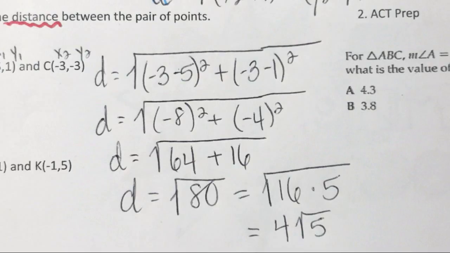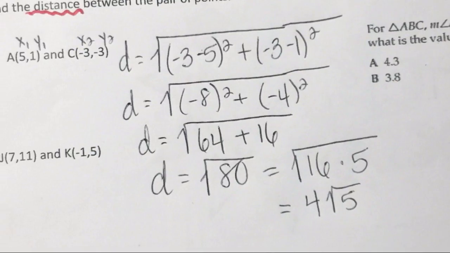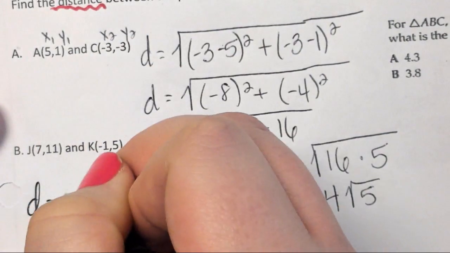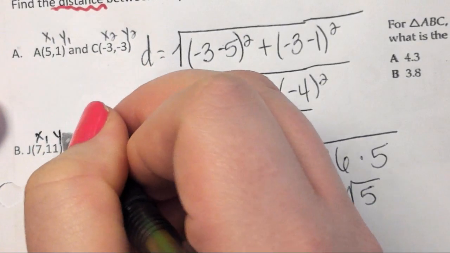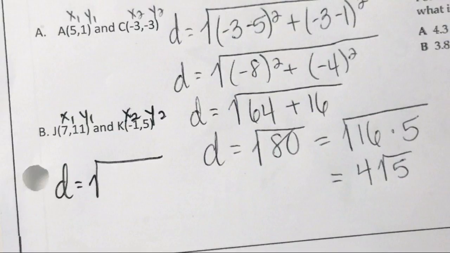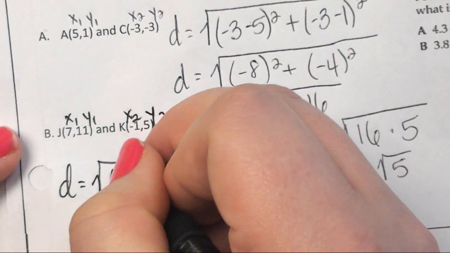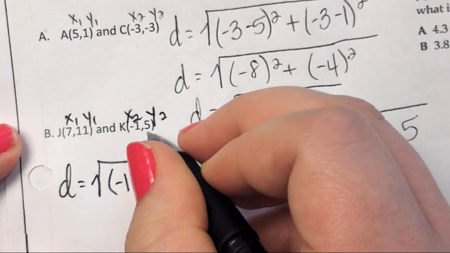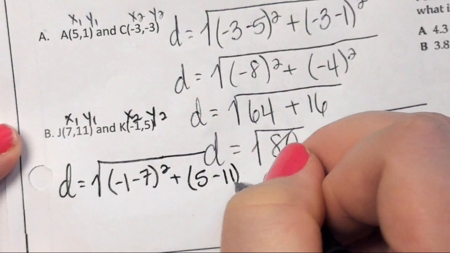Okay, let's see. We have another one just like this. We need to do it again. I think we were determined to make sure you had the distance formula by spring break. Same exact steps. x1, y1, x2, y2. So x2 minus x1 would be negative 1 minus 7 squared. Y2 minus y1 would be 5 minus 11 squared.